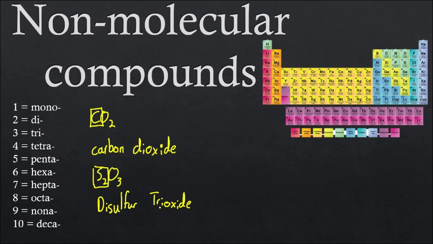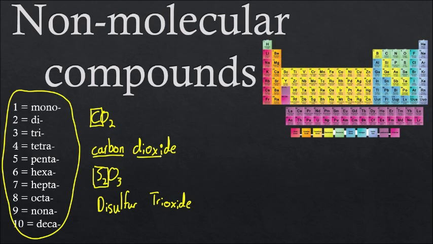It's easy. All you have to remember are these 10 different prefixes. You also have to remember that if the first element in your compound has only one of them, you do not include the prefix mono. It would not be monocarbon dioxide. You drop it and you just have carbon dioxide.